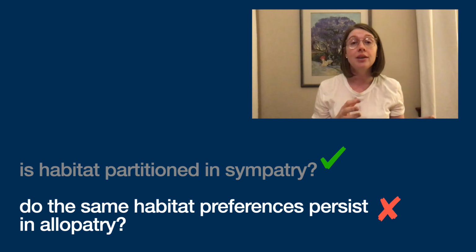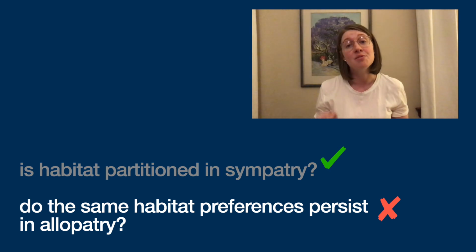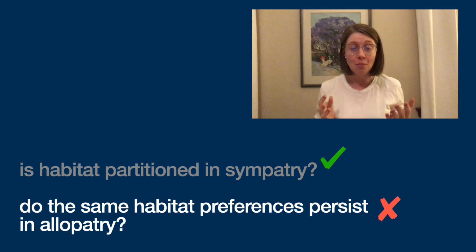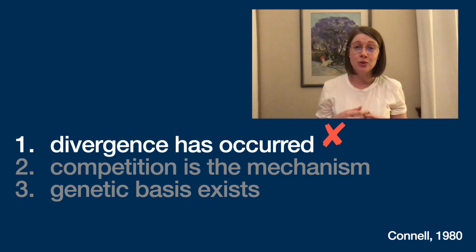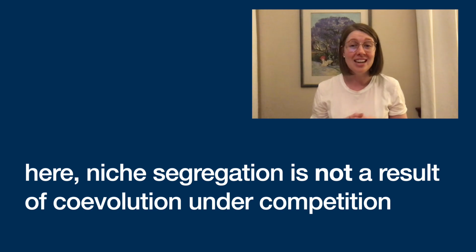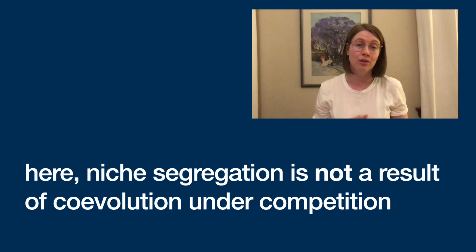So if we quickly return to Connell's ideas, we actually fall over at the second hurdle. We don't see this persistence of preferences when the species are in allopatry. So no true species level divergence in resource use has actually occurred. So in this case, the observed niche segregation is not the result of coevolution under competition.